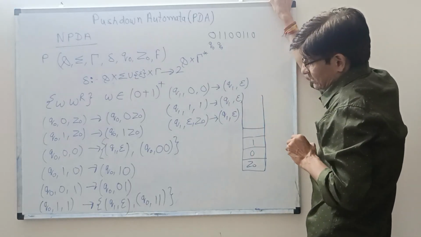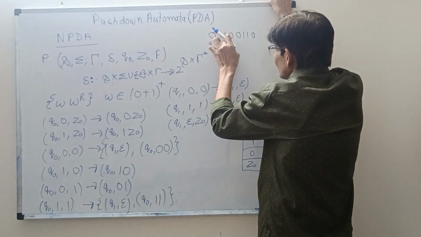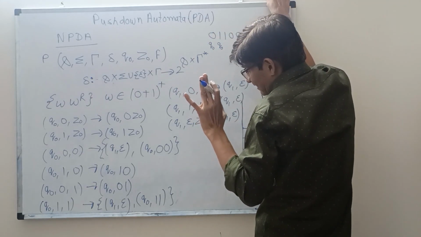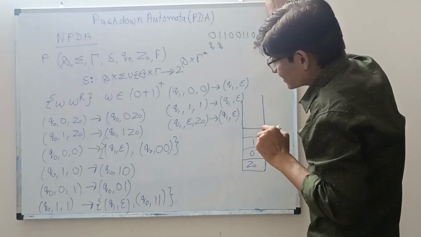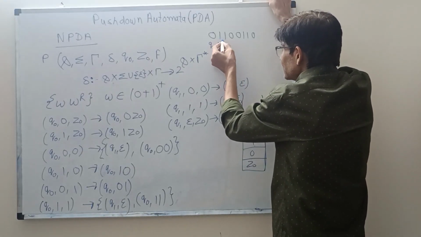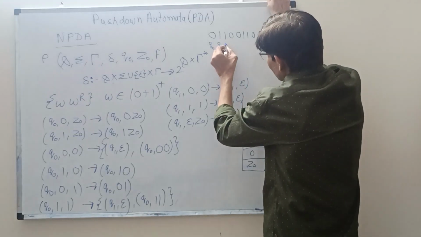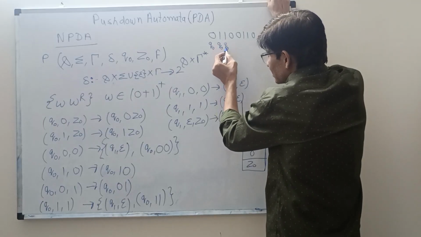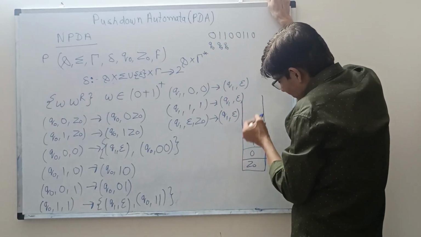there are two possibilities. Next symbol is again 1. So I can have two possibilities here. It may be the center of a string. So suppose I'm considering this as the center of a string. I'm in Q0, and I'm reading 1 again, and the stack top is 1.